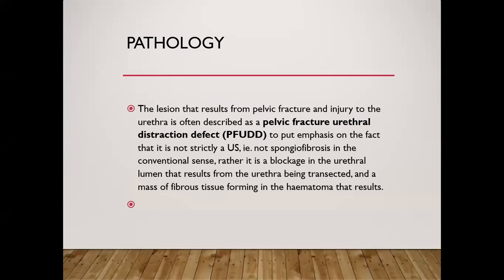So the lesion that results from pelvic fracture and injury to the urethra is often described as pelvic fracture urethral distraction defects. And this puts emphasis that it is not strictly a urethral stricture, but rather the blockage of the urethral lumen that results from the urethra being transected, and a mass of fibrous tissue forming in the hematoma that forms after the injury.